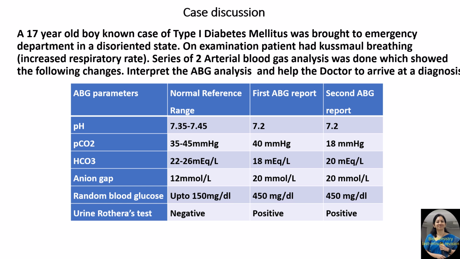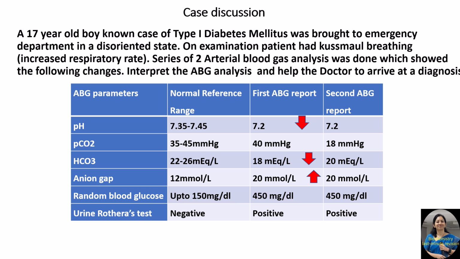Now here is the reference range, and this is the first ABG report, which states that pH is 7.2, it is decreased. Next is partial pressure of carbon dioxide, which is in the normal range. Bicarbonate is decreased, so it is metabolic acidosis. The anion gap is increased, so it is high anion gap metabolic acidosis. Now to check whether it is compensated or uncompensated, partial pressure of carbon dioxide is normal, so it is uncompensated metabolic acidosis. Because anion gap is increased, it is uncompensated high anion gap metabolic acidosis.